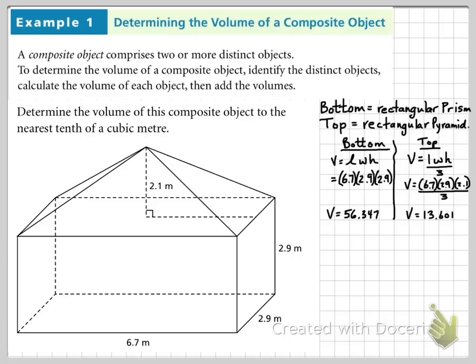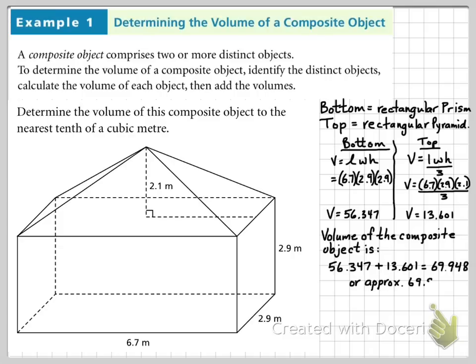So the bottom has a volume of 56.347. The top has a volume of 13.601. To get the volume of the composite object, you have to add those two volumes together. And you're going to get 69.948, or approximately 69.9 cubic meters.